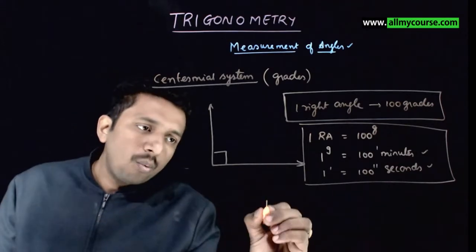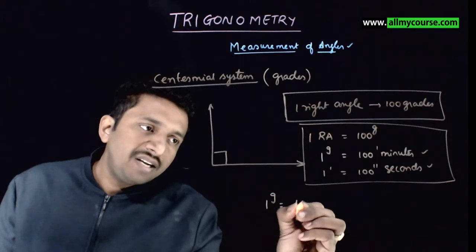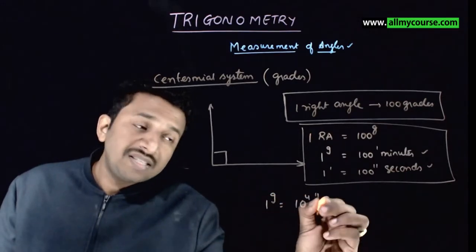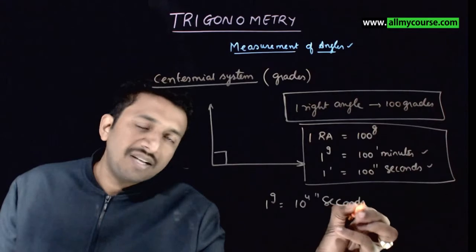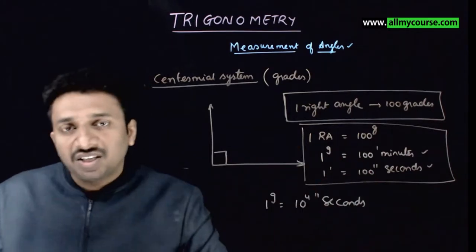And finally, one grade can be written as 10⁴ sexagesimal seconds. So one grade is 10⁴ sexagesimal seconds.